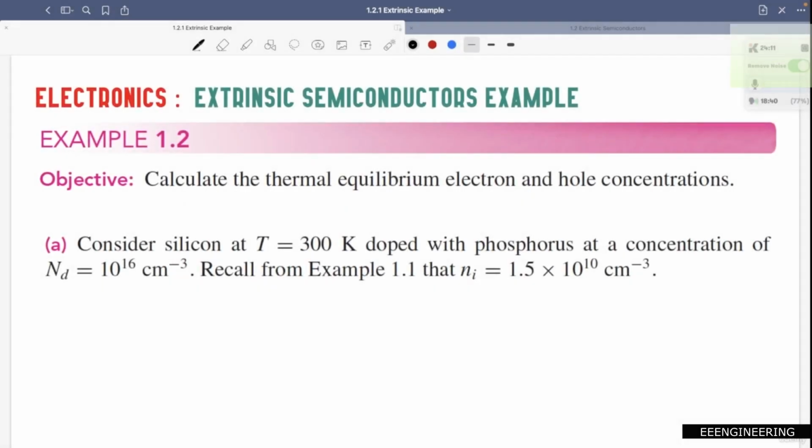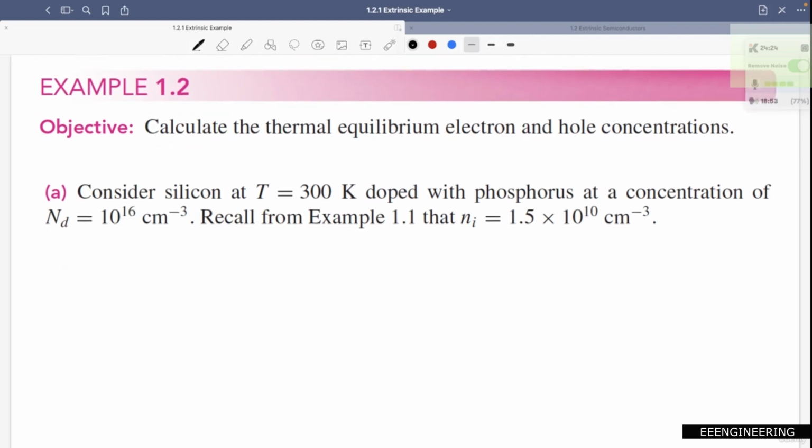In this video, we are going to solve two examples about extrinsic semiconductors. The first one is to calculate the thermal equilibrium electron and hole concentrations. The first one is option A, and it says consider silicon at T equal to 300 K, which is basically room temperature, doped with phosphorus at a concentration of Nd equal to 10^16 per cubic centimeter. Recall from example 1.1, the previous example we solved on intrinsic carrier concentration, that for silicon Ni is equal to 1.5 times 10^10 per cubic centimeter.